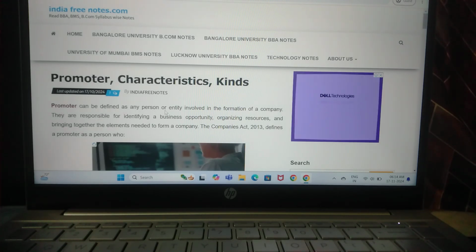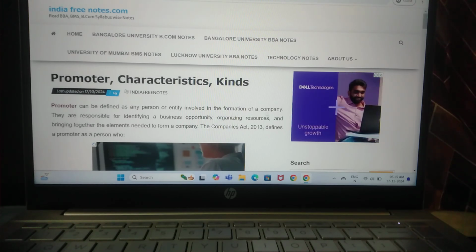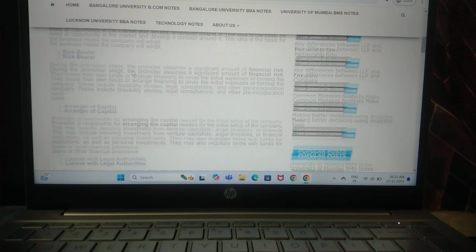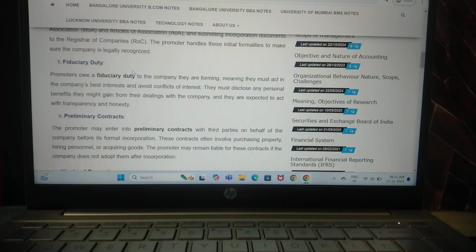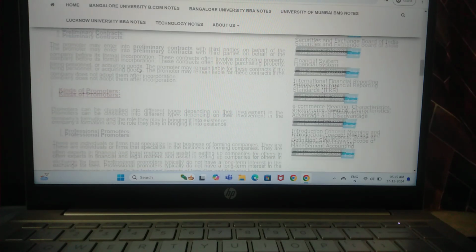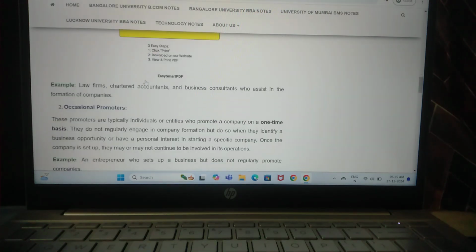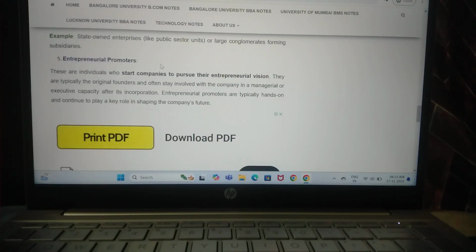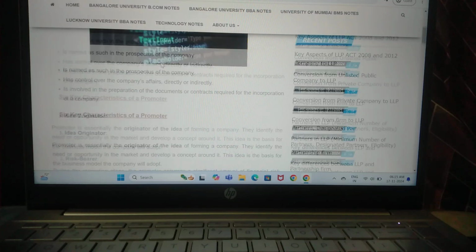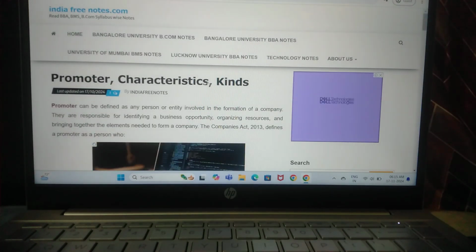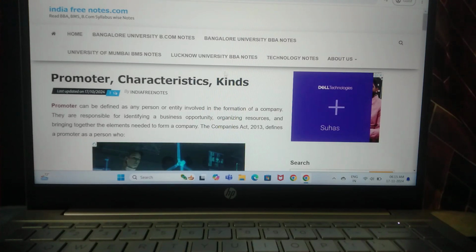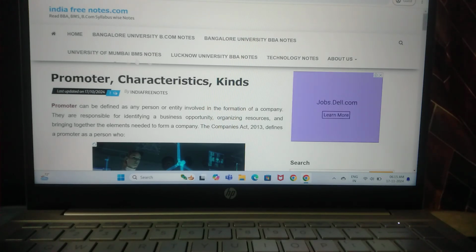A promoter can be defined as any person or entity involved in the formation of a company. Meaning also they'll be asking. Characteristics of a promoter, you have to write: idea originator, risk bearer, arranger of capital, liaison with legal authorities, fiduciary duty and preliminary contracts. Then kinds of promoters: professional promoters, occasional promoters, financial promoters, institutional promoters and entrepreneurial promoters. These are very important, dear students. Please study these topics: promoter, characteristics and kinds. Definitely you will be getting a question, and this will help you. Suppose they ask you the stages in the formation of a company, you can explain the promotion stage, and in that again you have to go with the promoter.